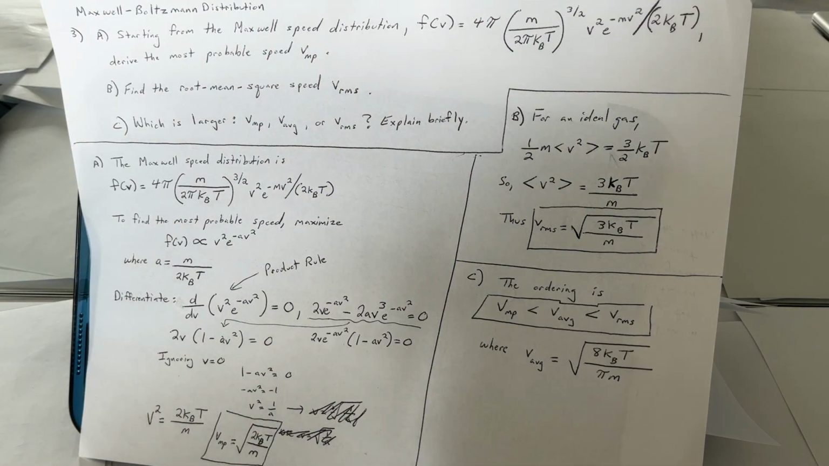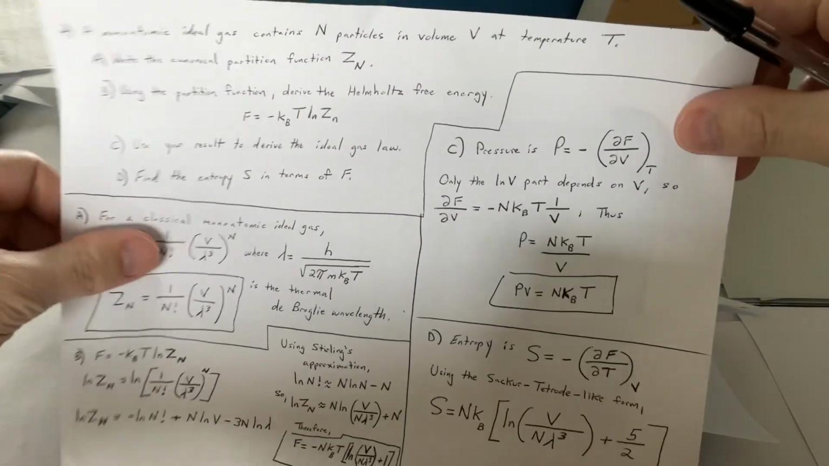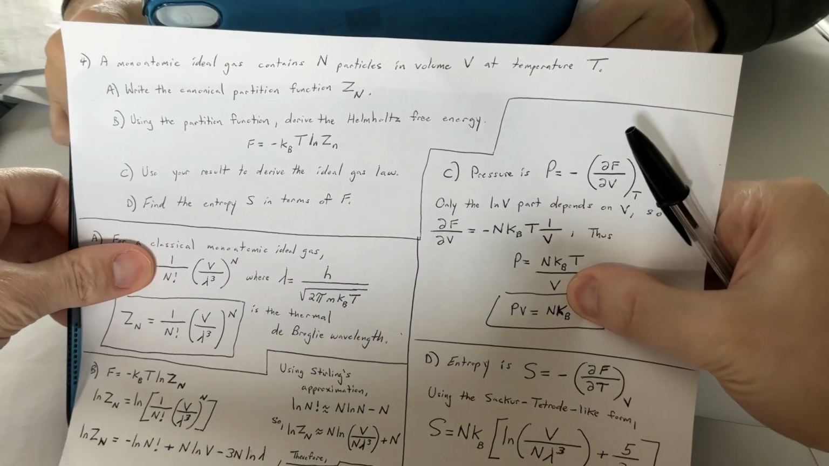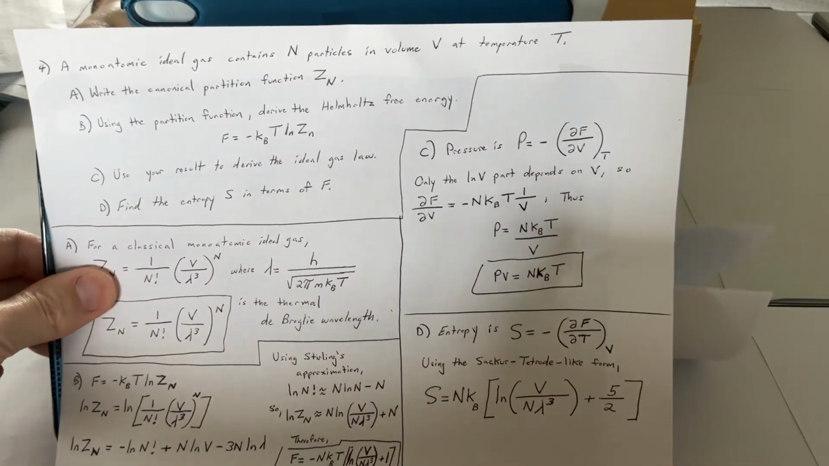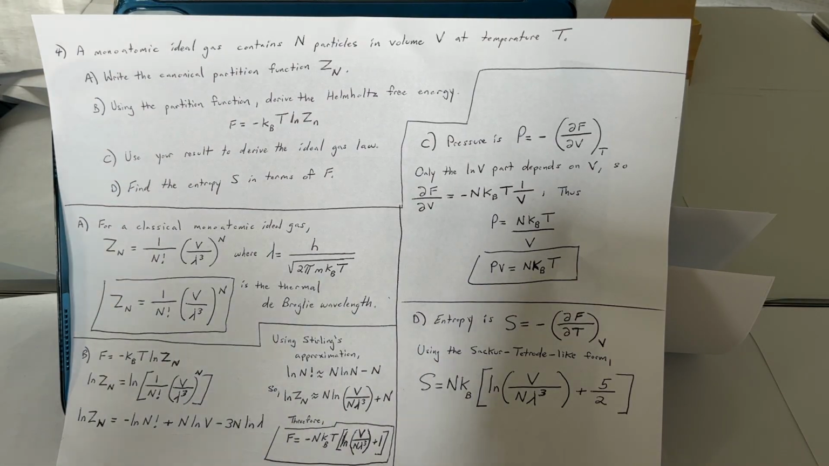We can move along now to number 4. Again, I'm going quickly through this. So number 4, we have a monoatomic ideal gas containing N particles in volume V at temperature T. Part A, write the canonical partition function Z_N.